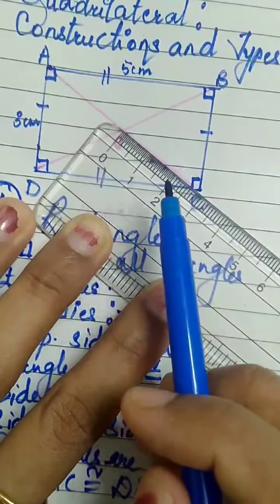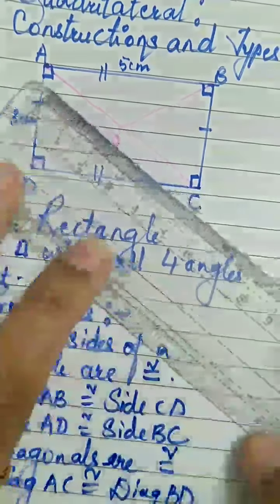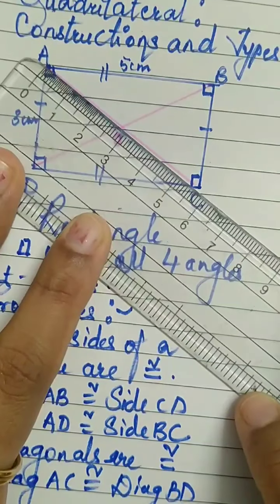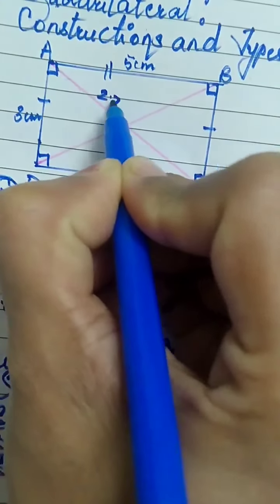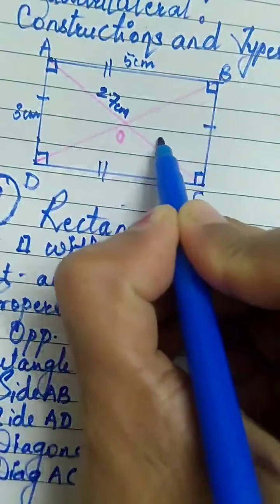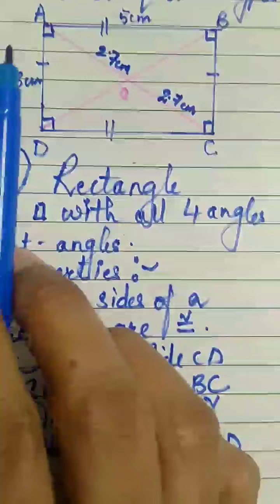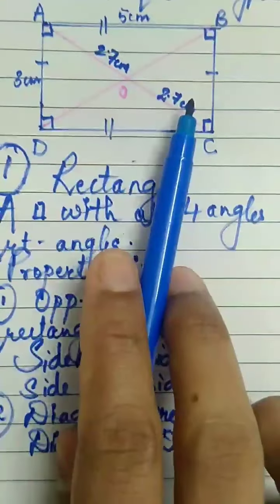So, 2.6 or 2.7, you can consider it only a point difference. Whereas here also, it is 2.7. Same measurement. So, this is also 2.7 centimeter. This part is also 2.7 centimeter. So, what did you see? From A to O, 2.7. From O to C also 2.7.